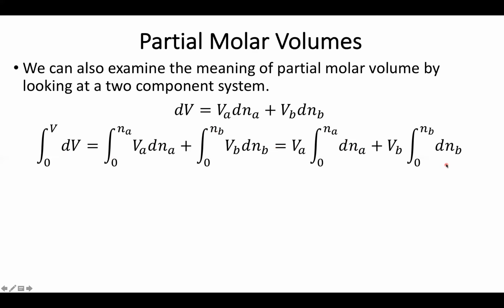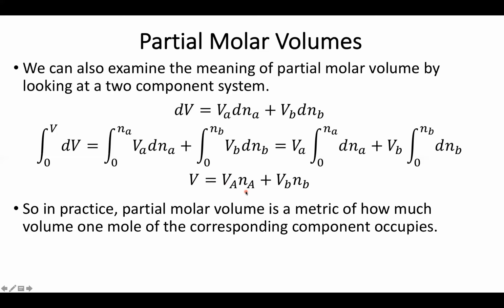So these three integrals become relatively trivial, giving us a summary equation: the total volume of the system is going to be dependent on the sum of the partial molar volumes of each component times the amount of each component. And really what this ends up telling me is that in practice, the partial molar volume is going to be a metric of how much volume 1 mole of, say, the relevant species occupies. So if I say have 1 mole of A and 1 mole of B, then it's simply going to be the addition of the two partial molar volumes.